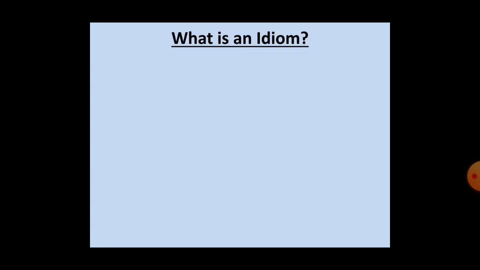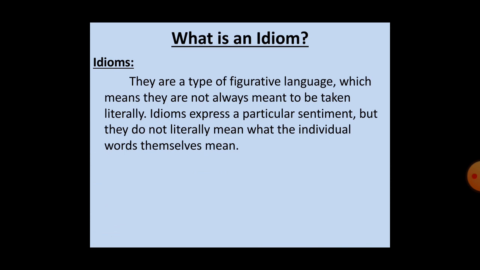Then comes our second topic, idioms. So what is an idiom? Basically they are a type of figurative language, which means they are not always meant to be taken literally. Idioms express a particular sentiment, but they do not literally mean what the individual words themselves mean. It means that when an idiom comes, it doesn't give the separate meaning of those words. Okay, when they combine together, they give a specific meaning, and that becomes our idiom.